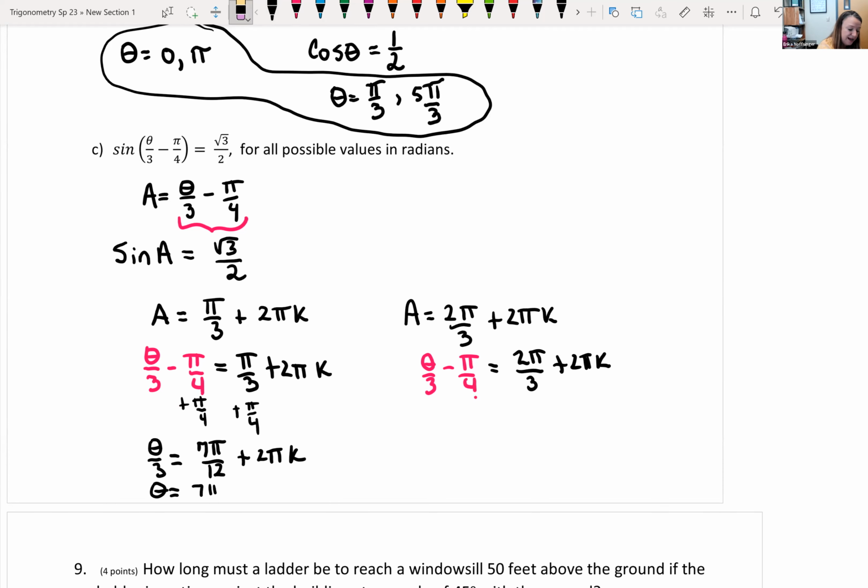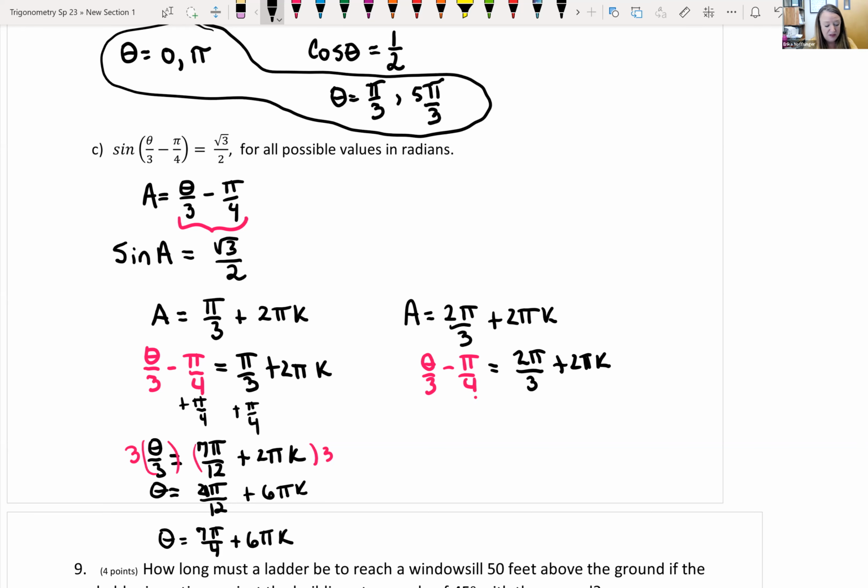Well, 7 pi times 3, clearing our fraction, that's 21 pi twelfths plus 6 pi k. That reduces a little bit. 21 and 12 have 3 in common, so this gives us 7 pi fourths plus 6 pi k.